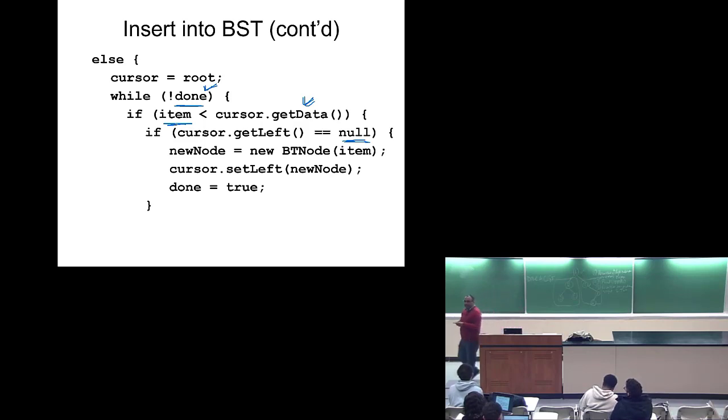if it is not less than the current node, then it must be greater than that, right? If that is the case, you will do cursor is equal to cursor dot get left.